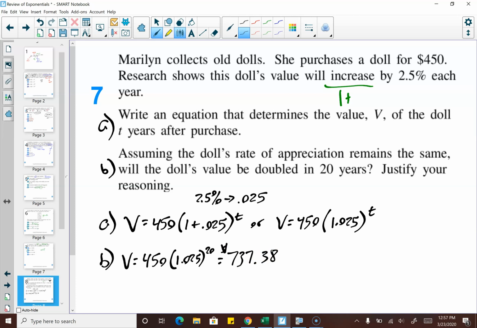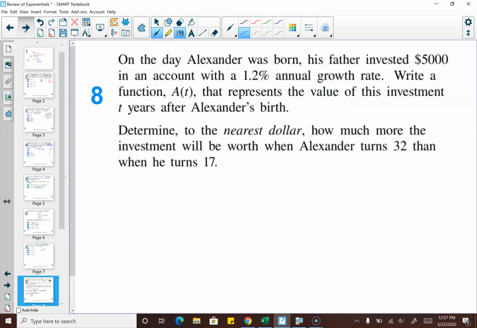So obviously it does not double. We now want to make sure we answer the question. So the answer is no, because, and it says justify, it doesn't say explain. All right, so justify can be our work. Our work here shows that it only gets to the value of $737.38.